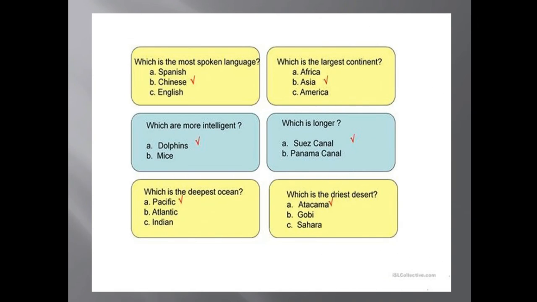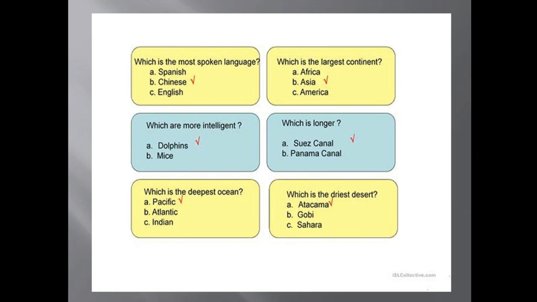Which is the most spoken language? Chinese is the most spoken language around the world. Which are more intelligent, dolphins or mice? Dolphins are more intelligent than mice. Which is the deepest ocean? The Pacific is the deepest ocean. Which is the largest continent? Asia is the largest continent.